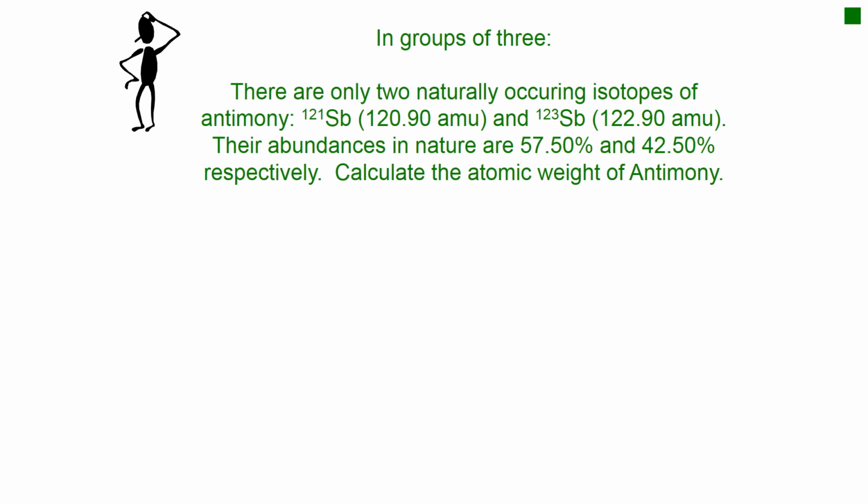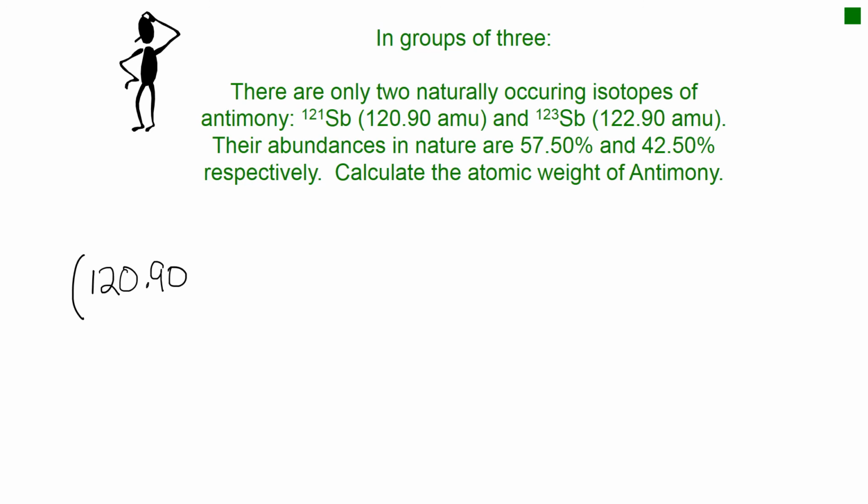This is a Thinker Buddy. I'm going to give you a chance to hit pause, and now we're going to try to work this out together. So guys, help me out here. We have 2 naturally occurring isotopes of antimony, 121 and 123. Okay, so I see their natural abundances.